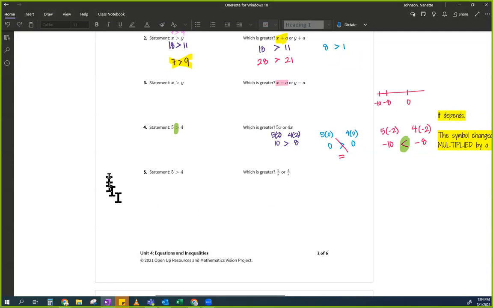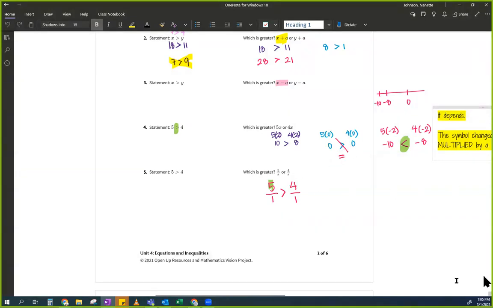So 5 is greater than 4. Now, if you divide, I'm going to use the number 1. You should know why I'm going to use the number 1. I'm going to use the number 1 so my brain can think about it. When I divide 5 by 1 and 4 by 1, did the symbol change? No. Dang. Okay.